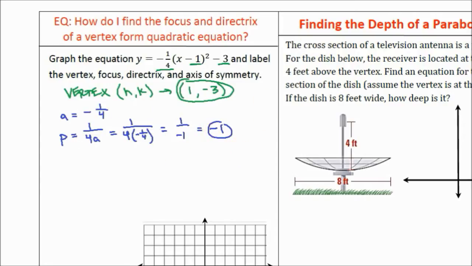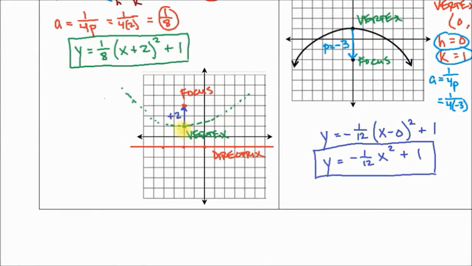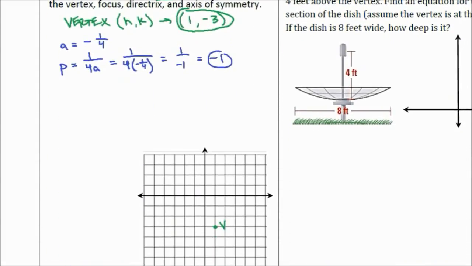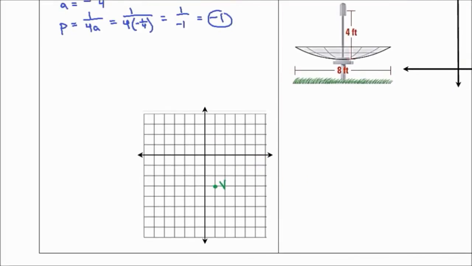Remember what the p value is, class. The p value is the measure from the vertex to the focus. A positive number means you go up from the vertex. A negative number means you go down. If you look over here, we go down from the vertex. So if our p value is -1, we're going to actually go down from our vertex. And it's 1 unit. So we're going to go down 1 unit, and that is going to be our focus.